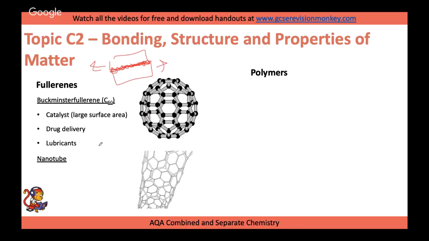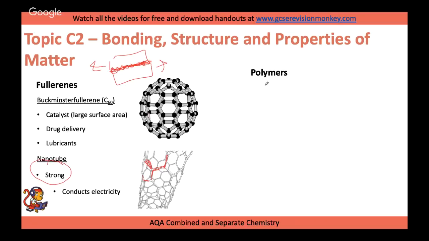A nanotube, well, a single layer of graphite is called graphene. And if you roll them up into a tube, you can make a nanotube. And they're very strong because of the strong covalent bonds, but they're also very light. And because they've got that extra electron that can go around, they can also conduct electricity.